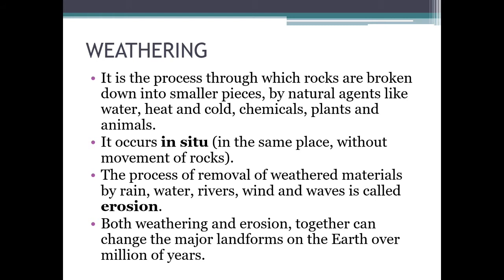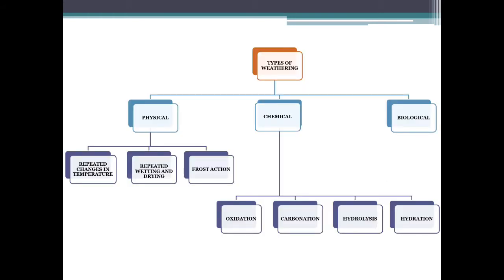When weathering and erosion are combined together, they can transform the major landforms. Mountains can also be destroyed, or plains can be converted into another kind of structure.